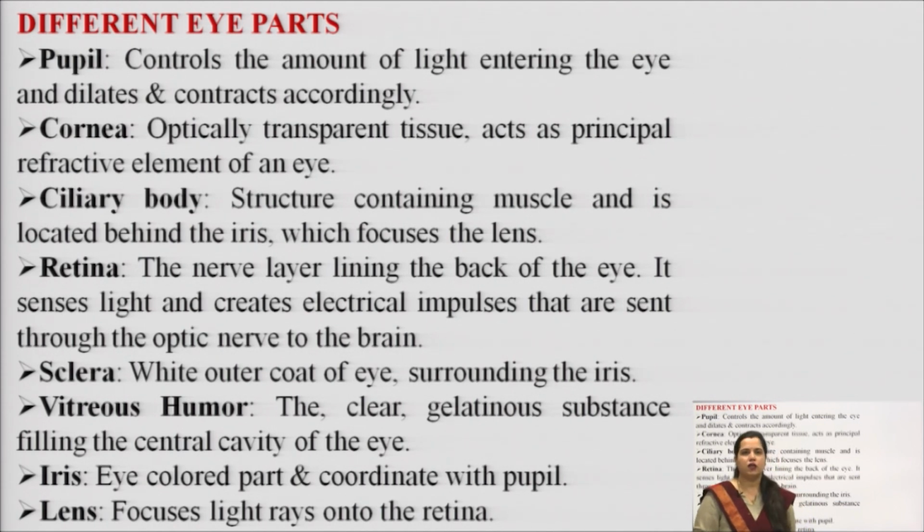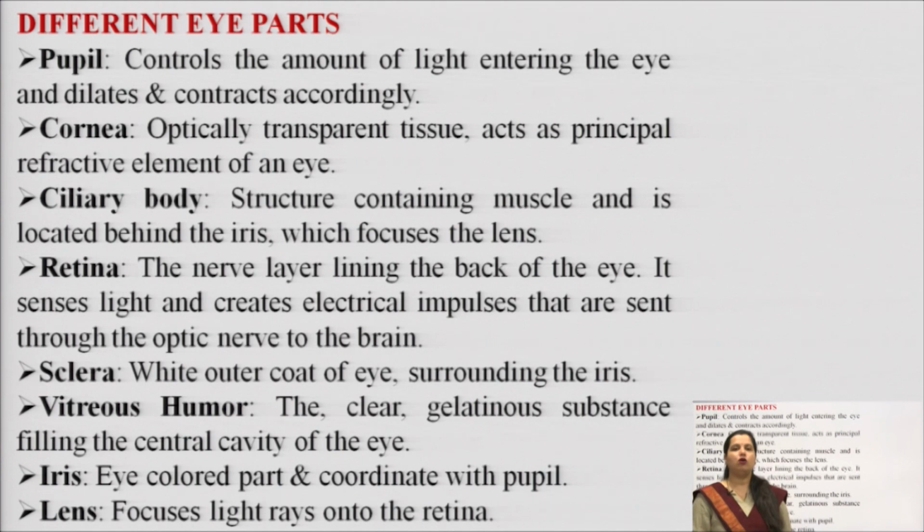Now, the retina, the nerve layer lining the back of the eye, senses light and creates electrical impulses that are sent through the optic nerve to the brain. So, basically it senses the light, develops electrical impulses, and sends information to the brain on how to respond.